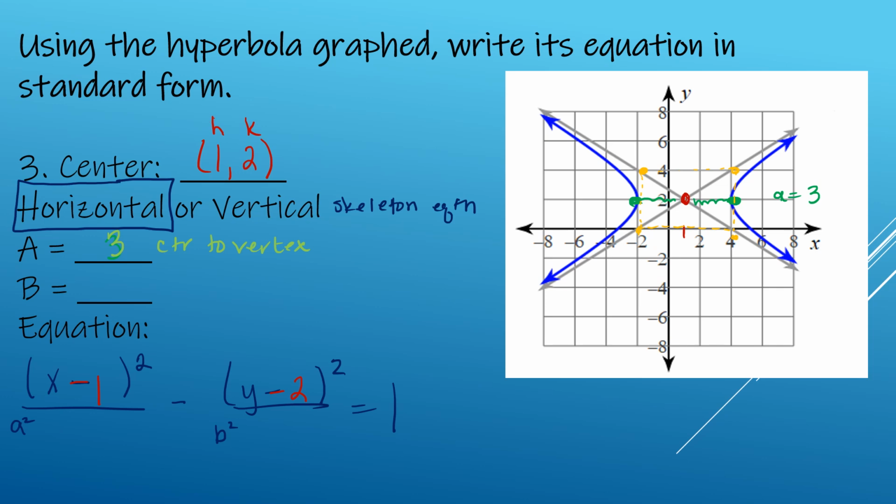So from the center up to the top, that goes from 2 to 4. That distance right here, b would equal 2. It's the same distance going the other way, from 2 down to 0. So if our b value is 2, then b squared would be 4. So our equation is x minus 1 quantity squared over 9, minus y minus 2 quantity squared over 4, all equals 1.